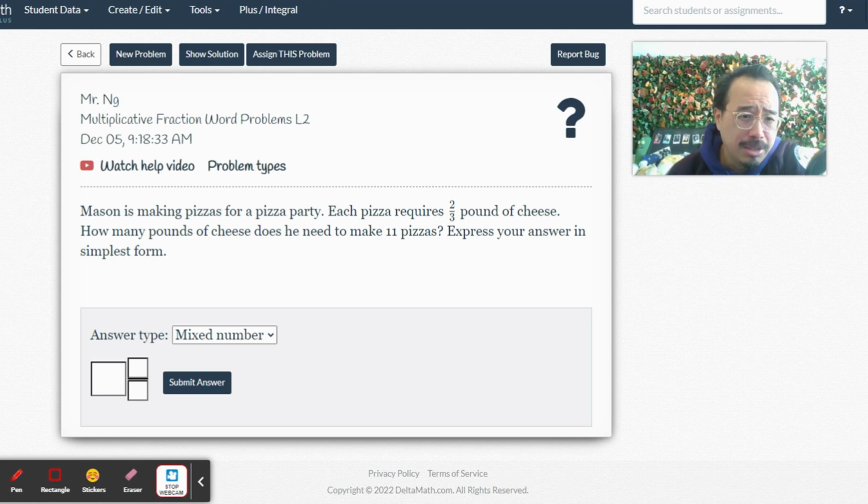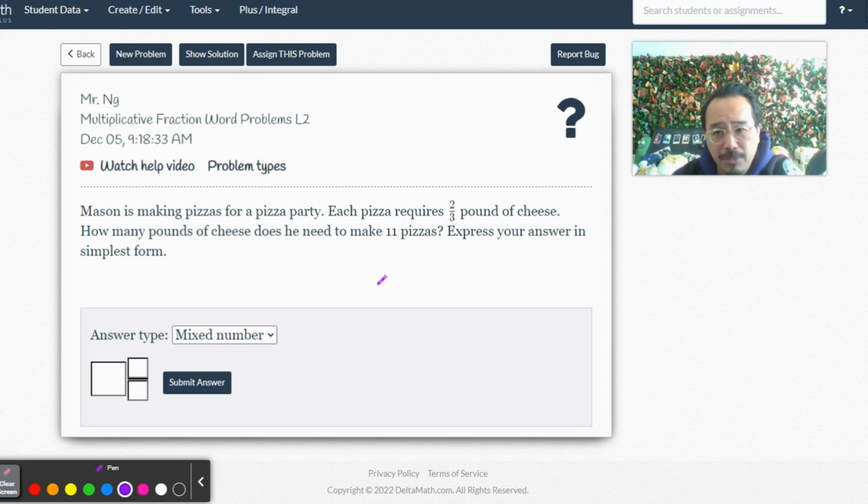The question says Mason is making pizzas for a pizza party. Each pizza requires 2/3 pounds of cheese. How many pounds of cheese does he need to make 11 pizzas? Explain your answer in simplest form. Now, what do you think this is? If you think about the broader context, is it addition, subtraction, multiplication, or division? Which operation is it?